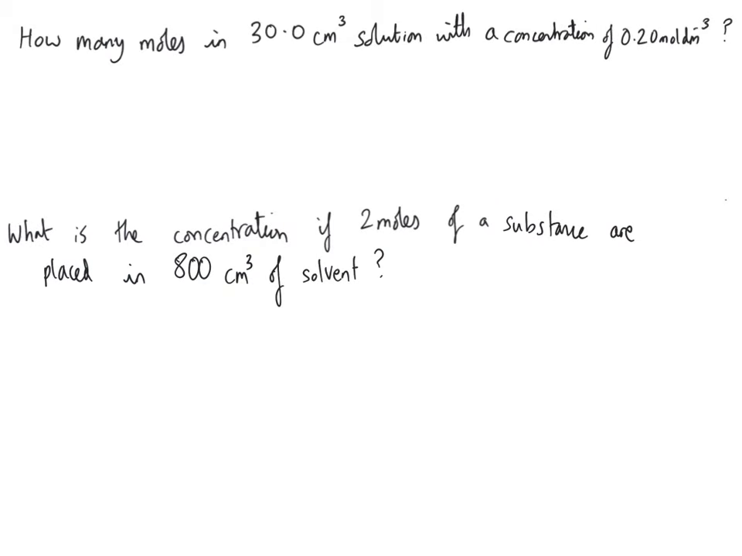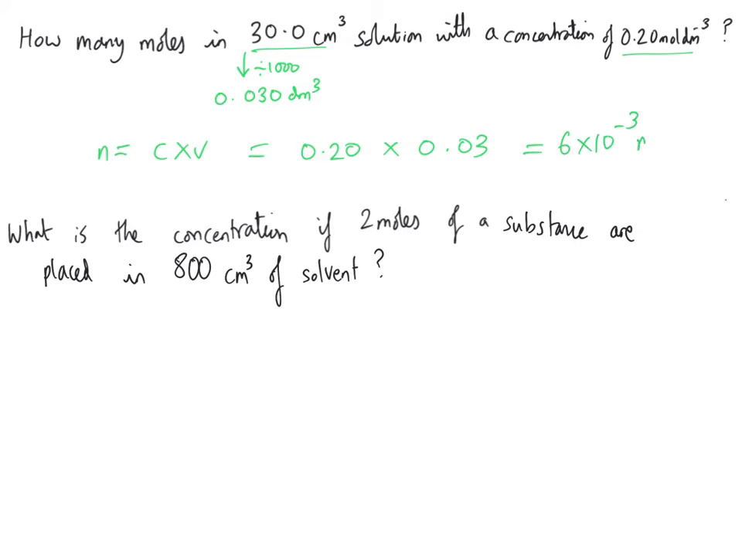Two quick questions here for the application of that. So how many moles are there in 30.0 centimetres cubed of solution with a concentration of 0.2 moles per decimetre cubed? So the first thing that we need to do is turn that volume into decimetres cubed by dividing by 1000. So that is 0.030 cubic decimetres, and our concentration is exactly the same, 0.20, no conversion needed there. So moles is concentration times by volume, which is 0.20 times by our volume, 0.03, which gives us an answer of 6 times 10 to the minus 3 moles.